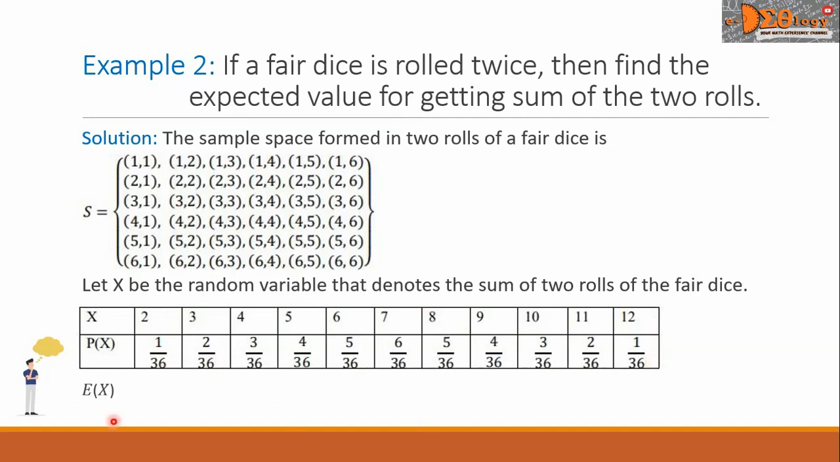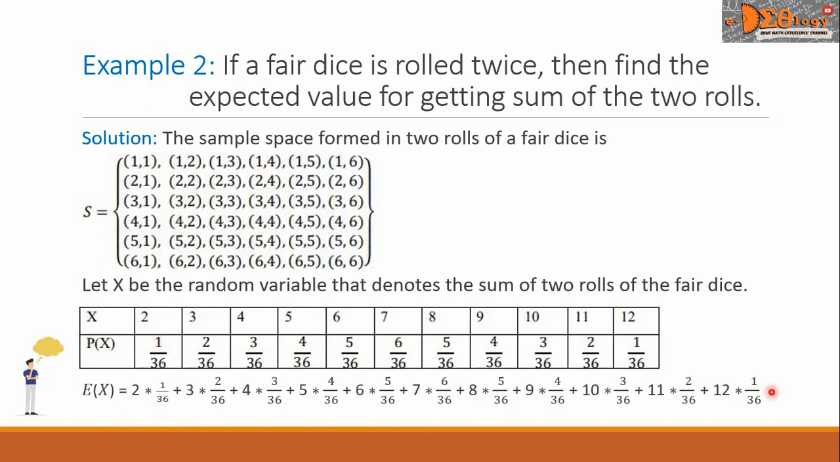Now, for the expected value, we're going to multiply the x with the corresponding probability. So we have it here. 2 multiplied by 1 over 36. It's here. 3 multiplied by 2 over 36. It's here. So we continue the process up to 12 multiplied by 1 over 36. And it is here. Using now our calculator, the final answer must be 7. This is the final answer.